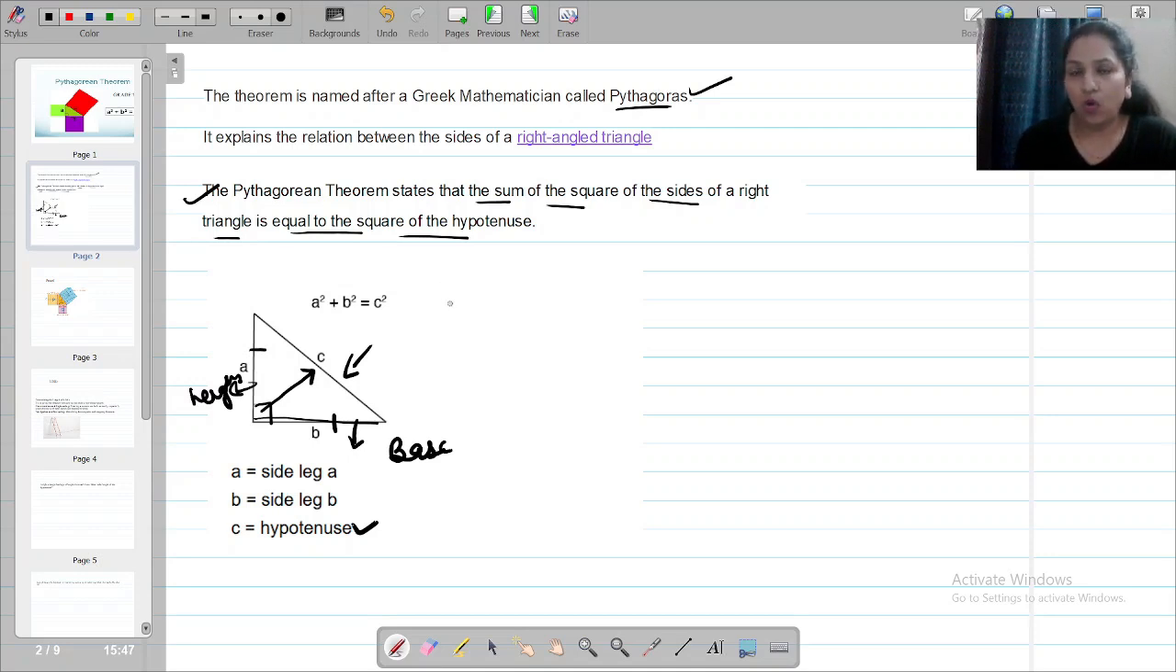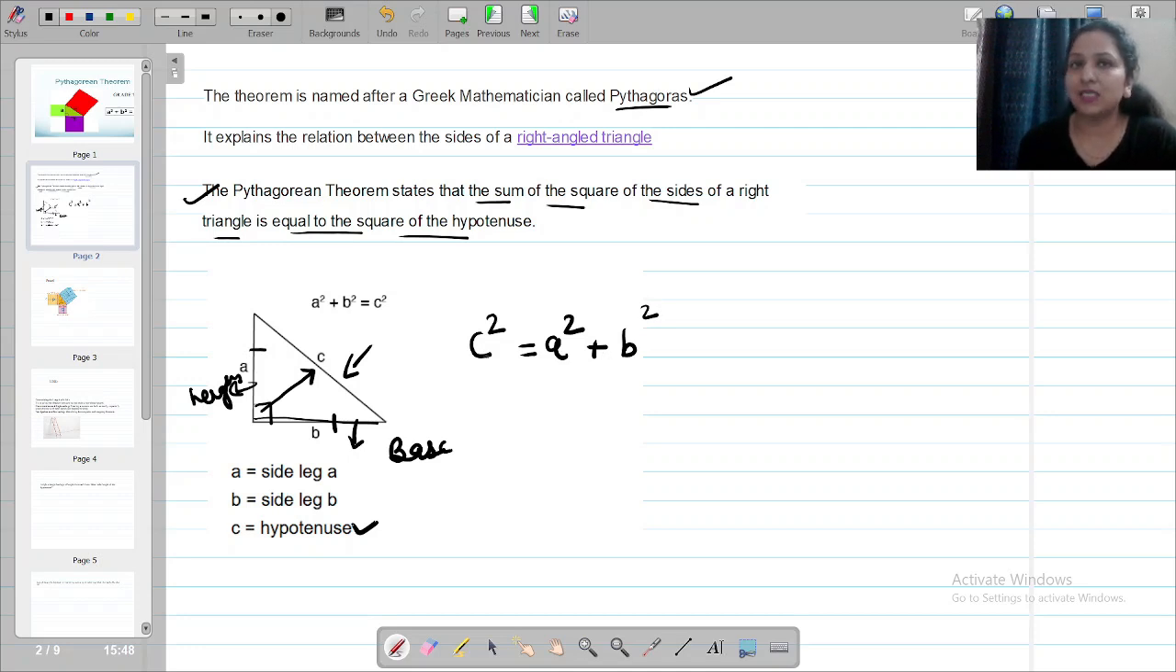So what does the theorem say? The square of the longest side, which is the longest side here, that is C. So longest side square, hypotenuse square, is equal to the sum. Sum means I am adding two numbers. Which two numbers? The squares of the other two sides. One side is of length A, so I will take A square. Another side is B, I will take B square. So how do I frame the statement?